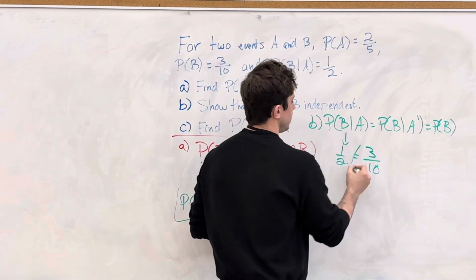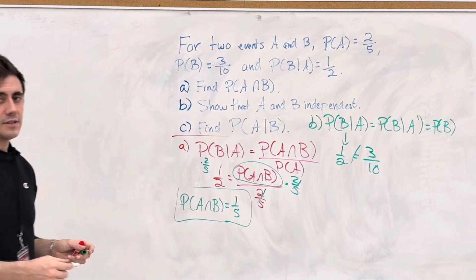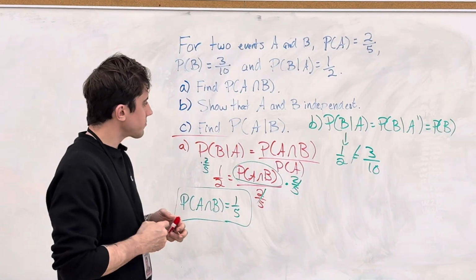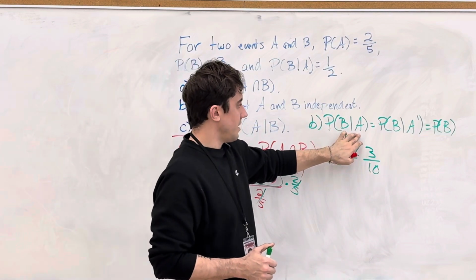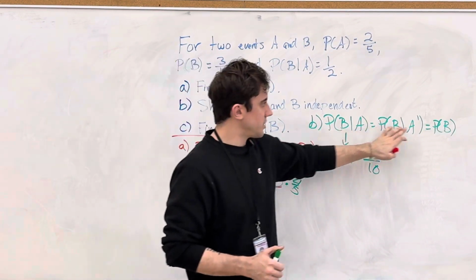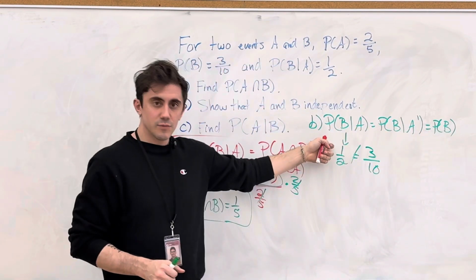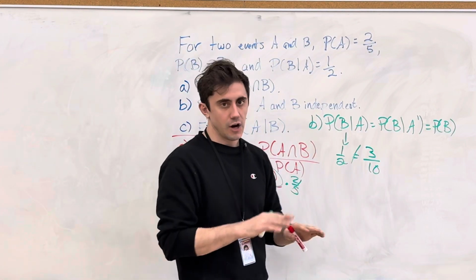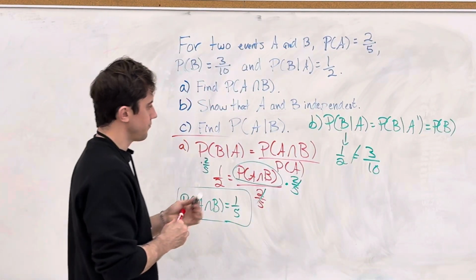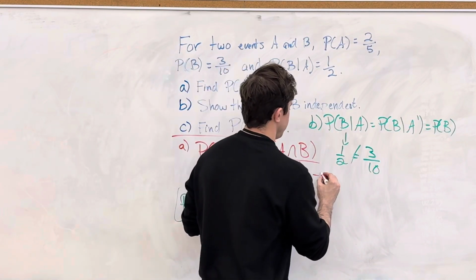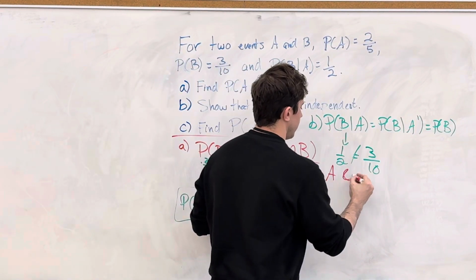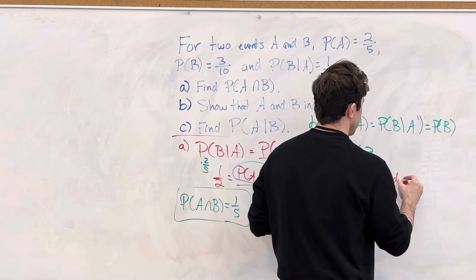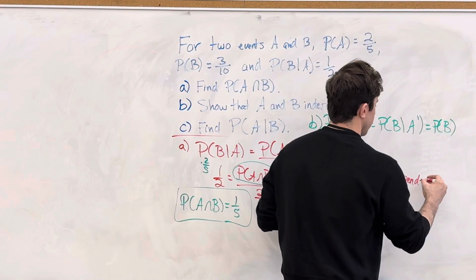But of course, these two values are not equivalent, and so right away we know that having A occur changes the probability that B will occur, which means they have an effect on one another, which means they're not independent. Okay? A and B not independent. Okay.